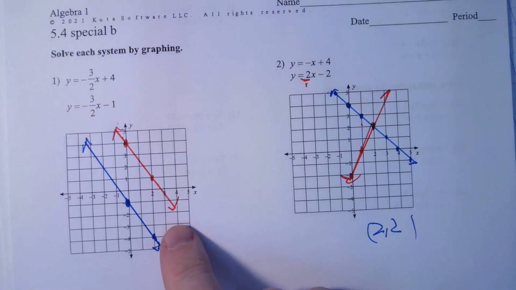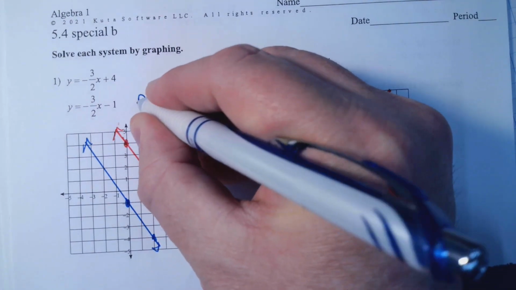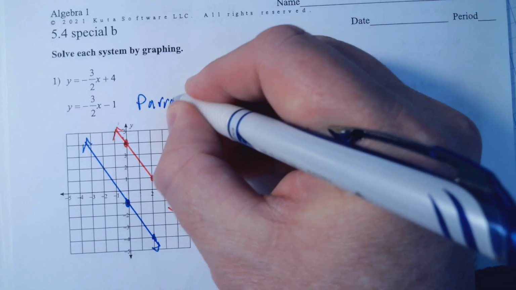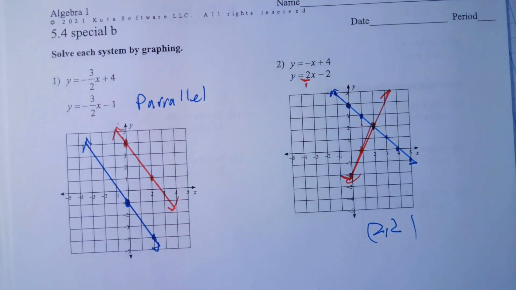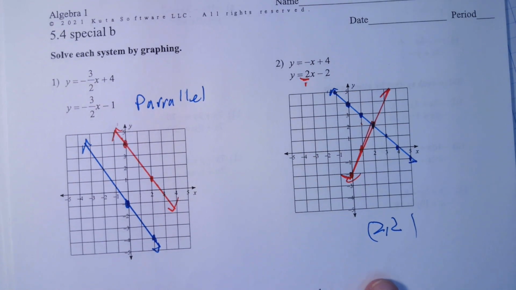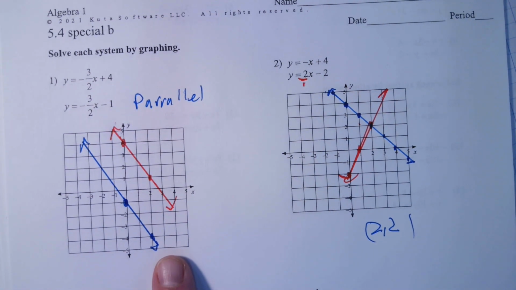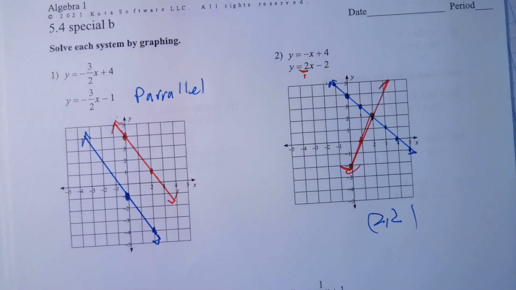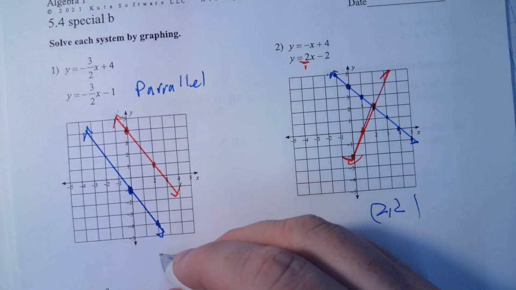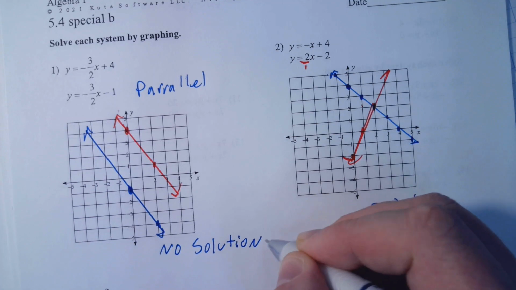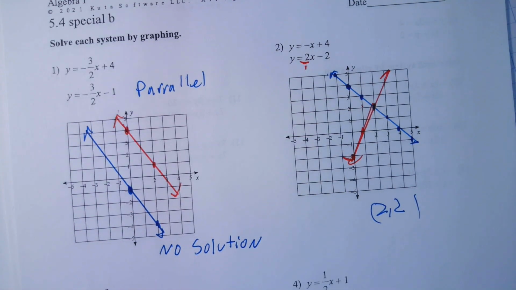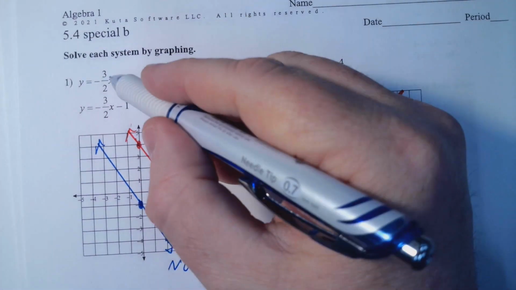What do we think is going to happen? They're parallel is what you say? Okay. What does that mean? They'll never cross? Well, how am I supposed to get an answer if they don't cross? It's either undefined or I think it's 0. You're close. Oh, no solution. No solution. Okay, we can tell they're parallel because they have the same slope, right?